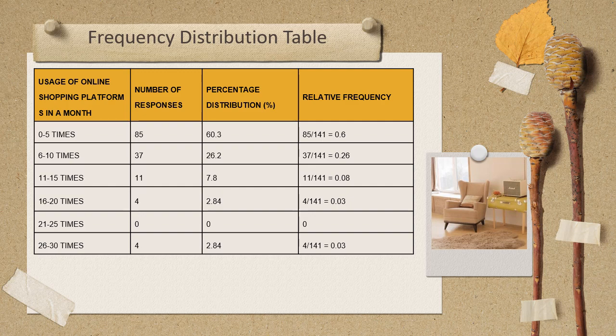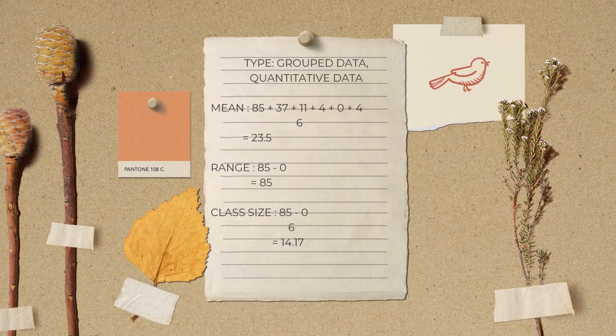So the relative frequency for the first option is 0.6, followed by 0.26. For the 11 to 15 times, the relative frequency was 0.08, followed by 0.03, and for the 21 to 25 times was 0, and finally for the 26 to 30 times option, the relative frequency was 0.03. So this question is a group data, and it represents a quantitative data.